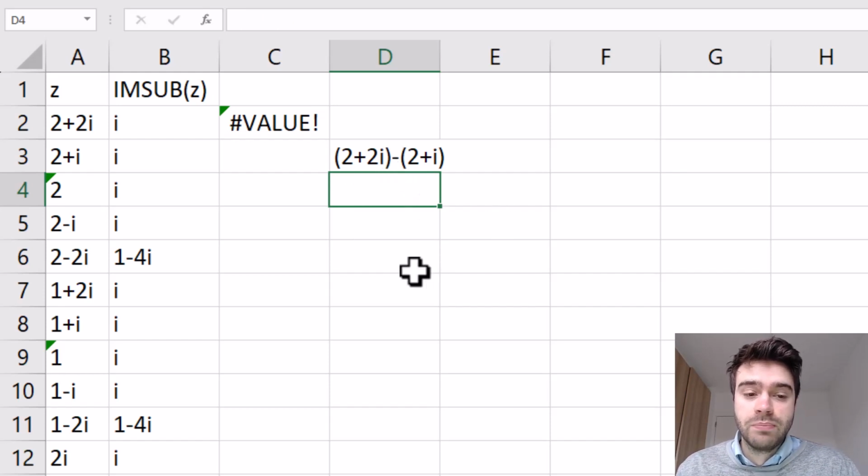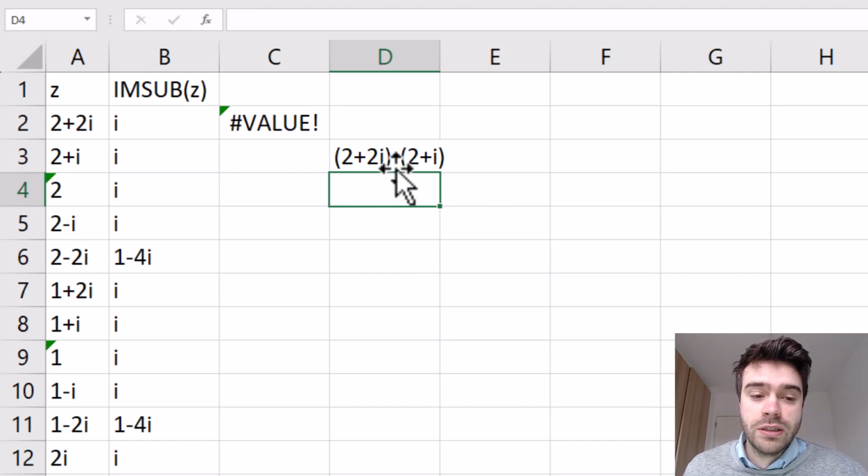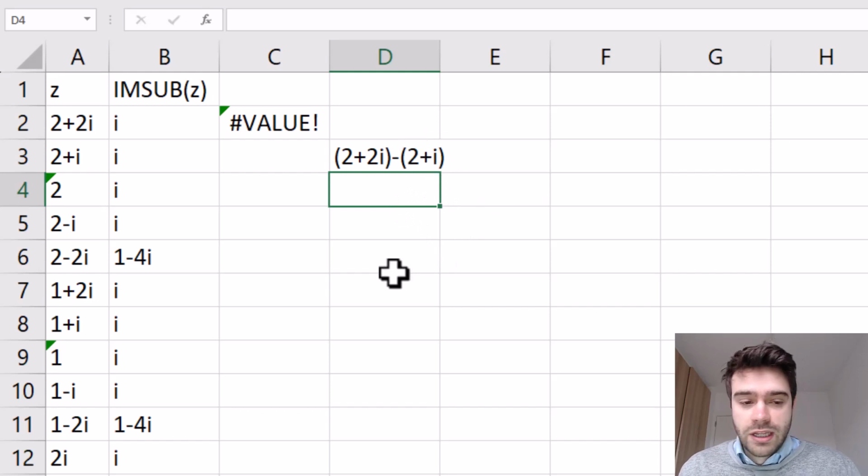numbers in between parentheses. So to get rid of these parentheses, we have to distribute the minus across the real and imaginary part of the second complex number. You can think of it like we are multiplying the second complex number with minus 1. So then we end up with 2 plus 2i minus 2 minus i.